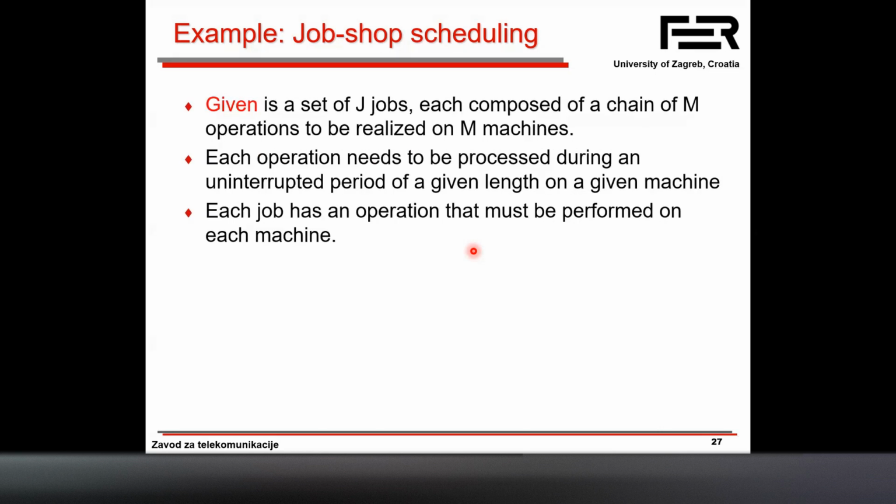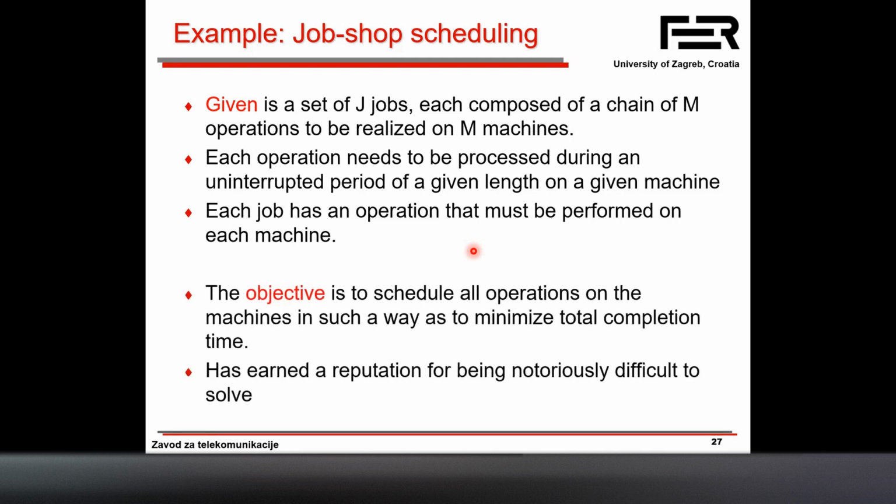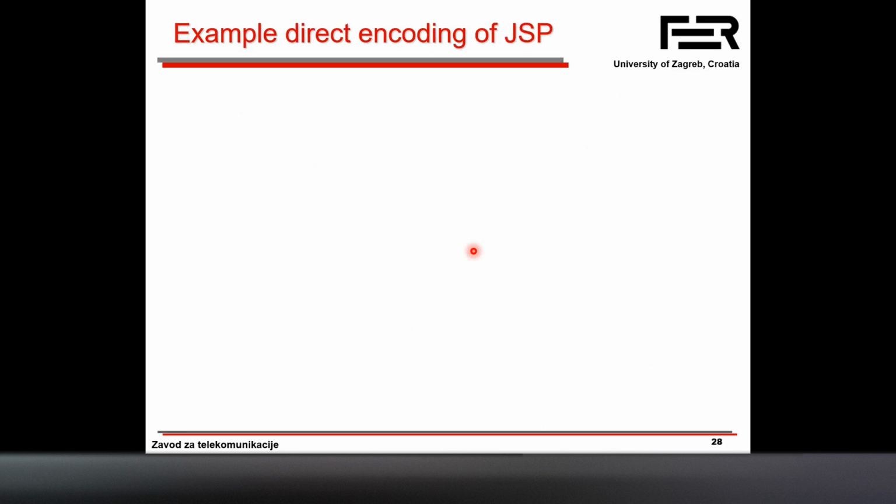Let's take the job shop scheduling problem. I don't know if you've heard of it. Given a set of J jobs, where each job is composed of M operations, these operations are realized on M different machines. So each job has an operation that has to be performed on each machine. Our objective is to find a schedule, so we want to schedule all of these operations in order to minimize total completion time. This is sometimes also referred to as makespan. So we want to minimize the makespan and determine this schedule.